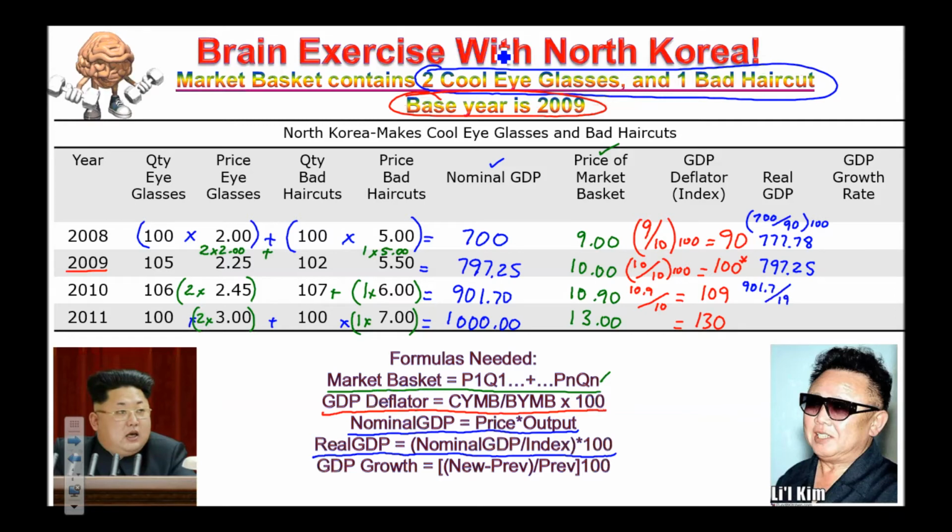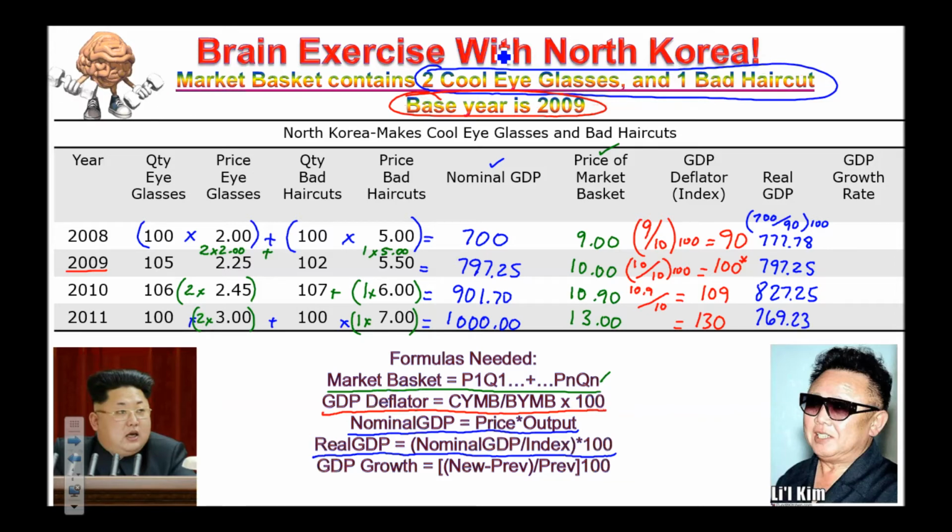All right, then 2010, we're going to take the nominal GDP of 901.7, and we're going to divide by 109. Whoops, wrote that wrong. Okay. So we divide by 109, which is the deflator, then we multiply by 100. Okay? So I'm going to do that. 901.7 divided by 109 equals that times 100. So 827.25. I'm going to go ahead and erase this so that it's not so jumbled up. 827.25. Okay? And then lastly, for 2011, we take the $1,000 of nominal GDP, we divide by our deflator of 130, and then multiply by 100, and we get 769.23.